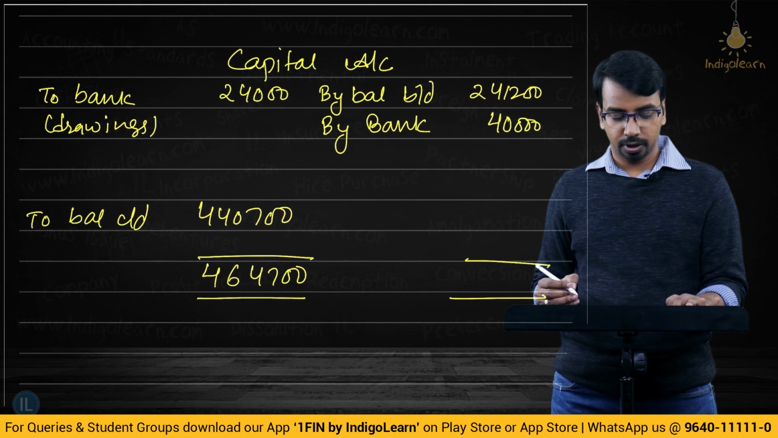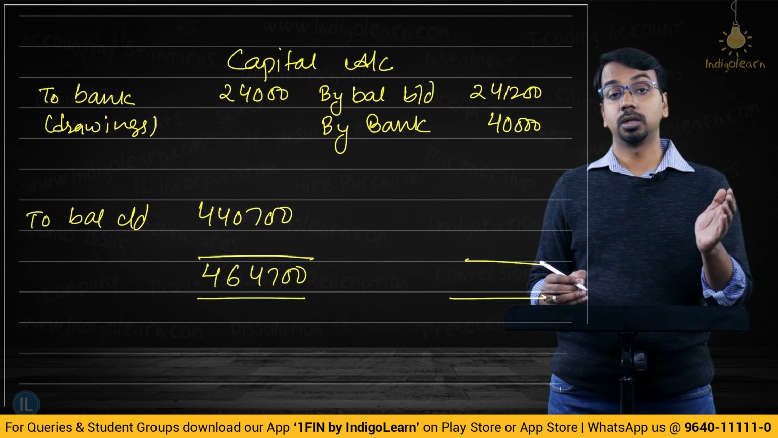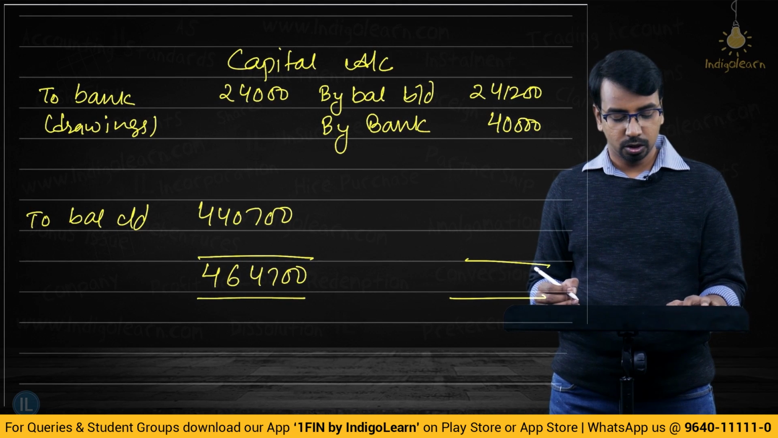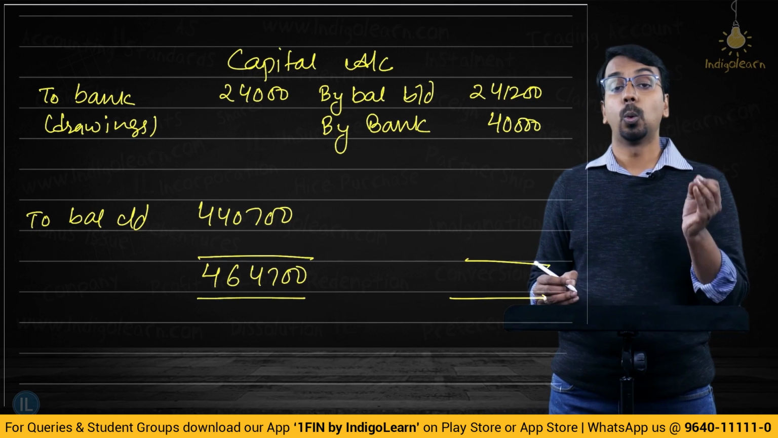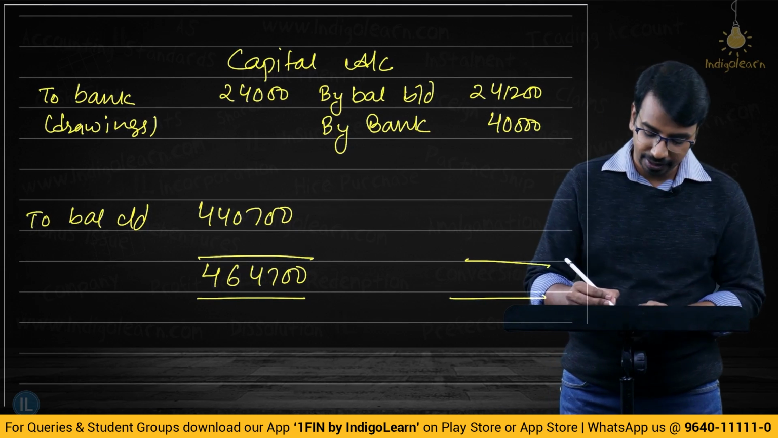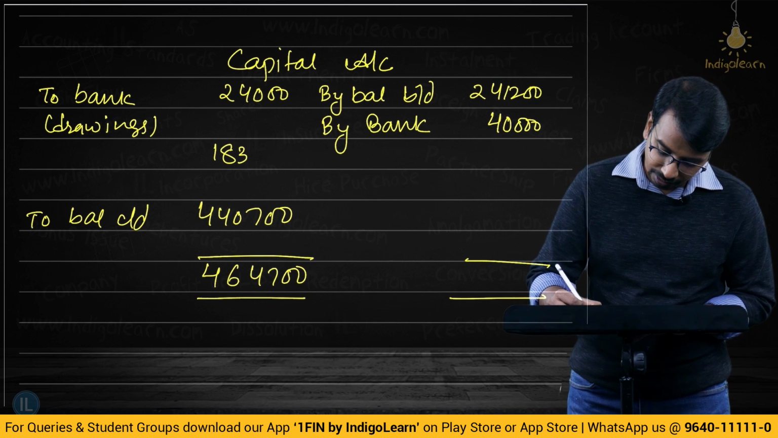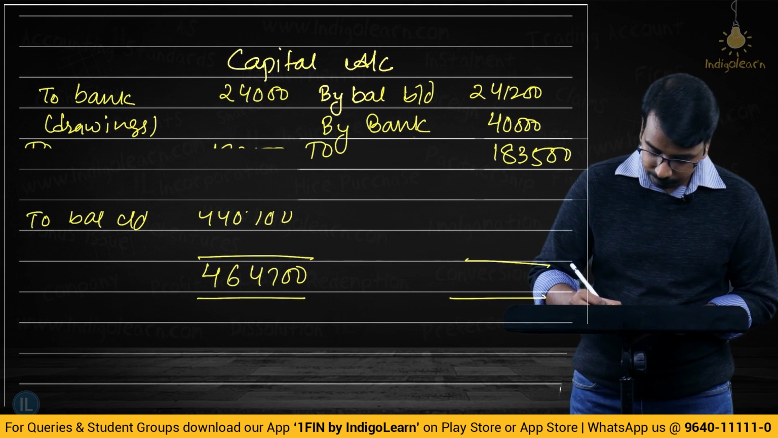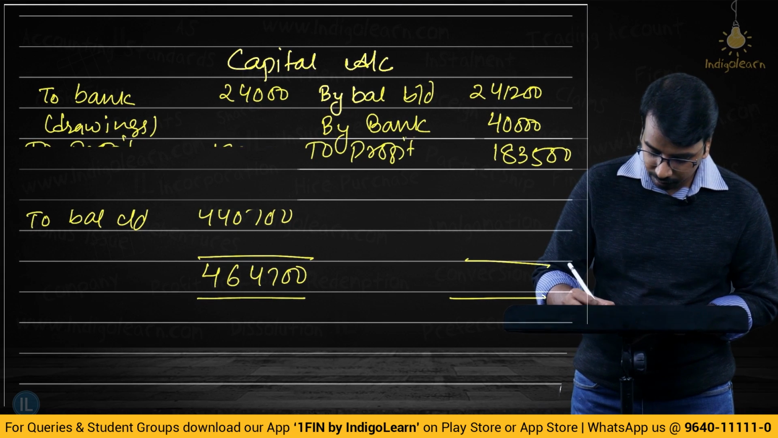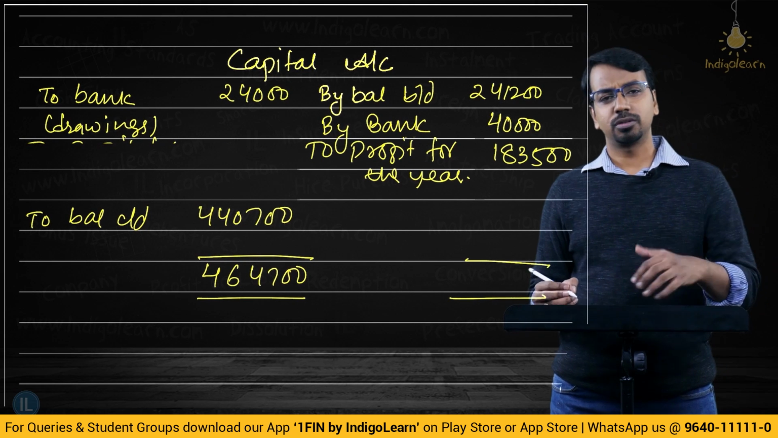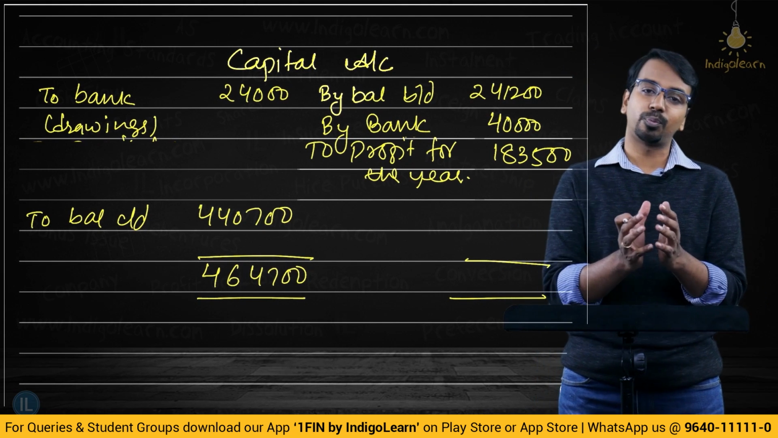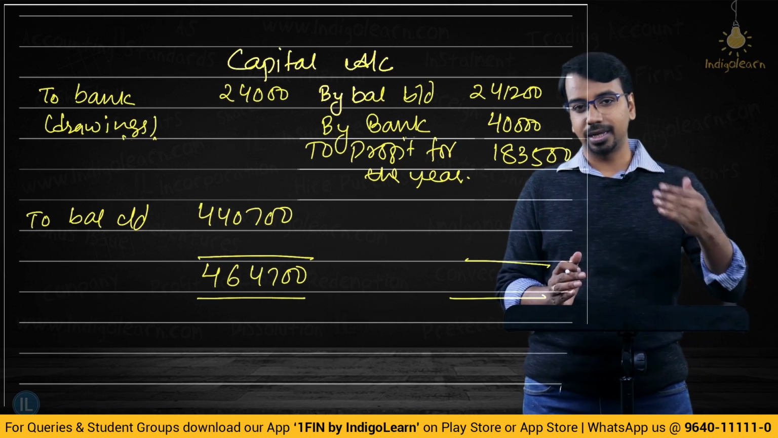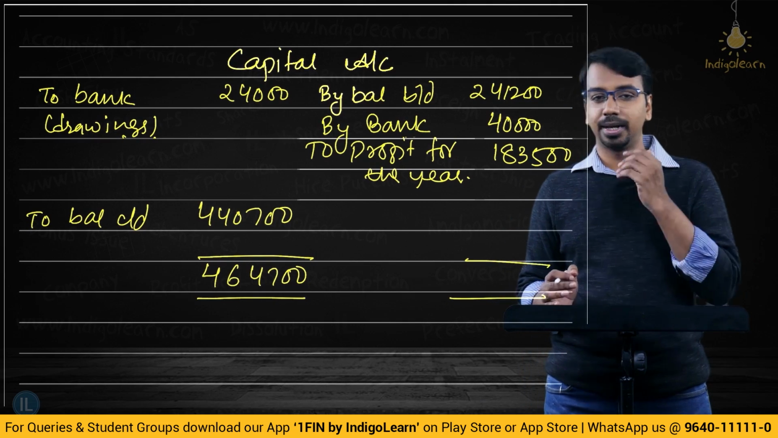So, 464,700, which is on the debit side, minus 281,200, you get 1,83,500, which is again your balancing figure to profit for the year. So, this is another way in which you can arrive at the profit numbers. One was preparing a statement, second one was preparing a ledger account.